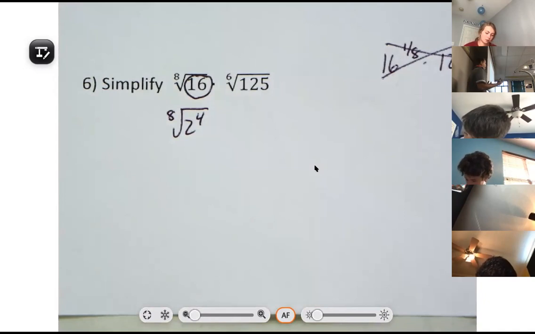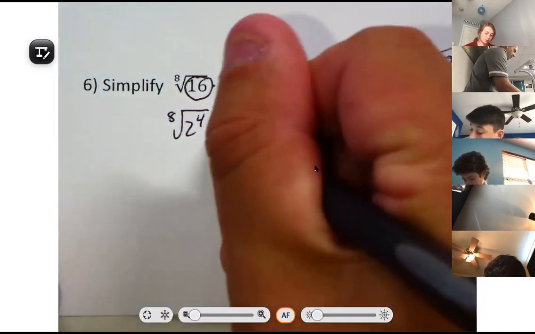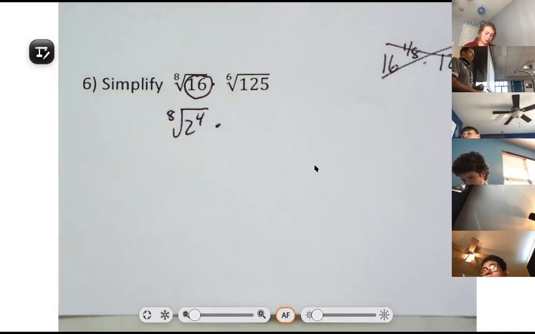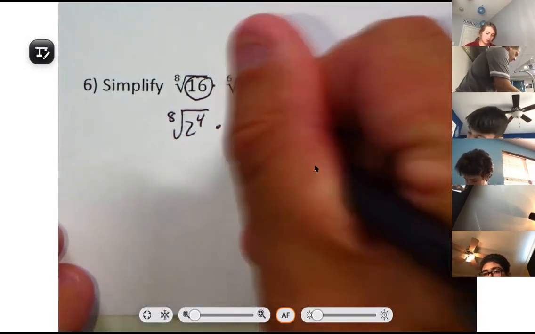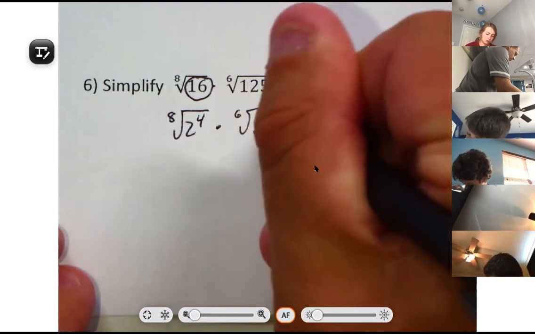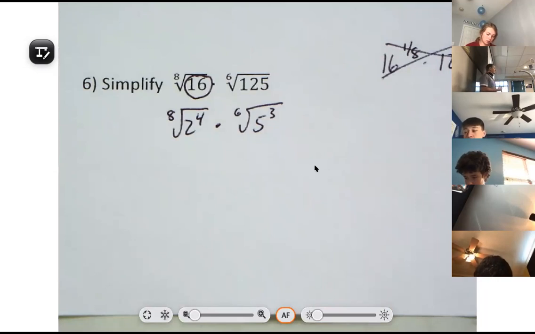What about 125? What's another way that we can write 125? 5 to the 3rd, 5 cubed is 125. Again, you're going to see why this is helpful here very shortly. So I changed those numbers to look different but mean the same thing. What did you say? 5 to the 1/2 and 2 to the 1/2.